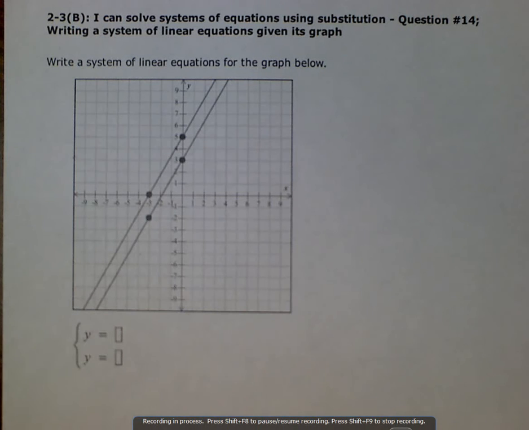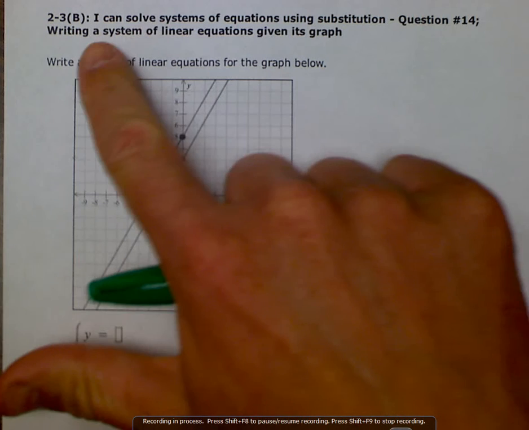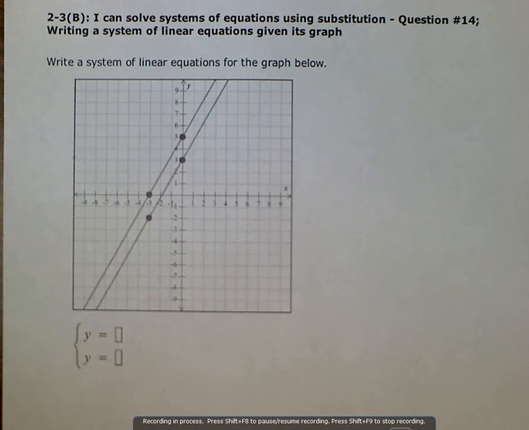So this problem wants us to write a system of equations here. Write a system of linear equations given its graph. So that gives us two lines here. You see the lines are parallel to each other. And it gives us the system down here.